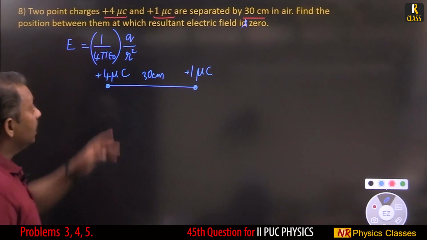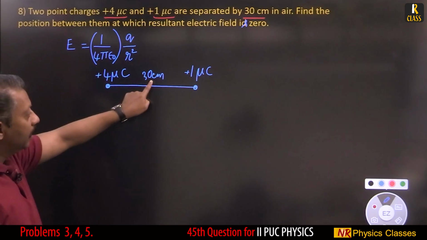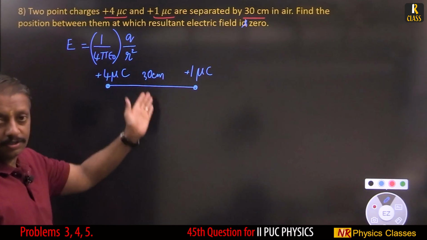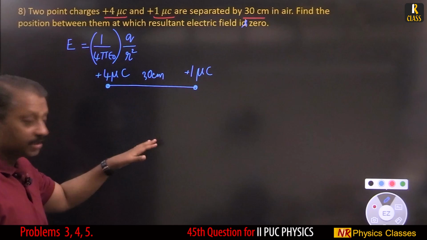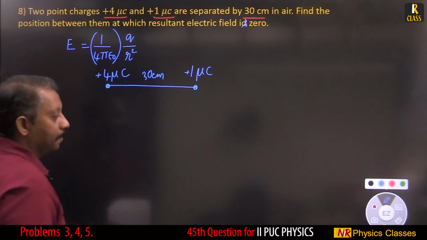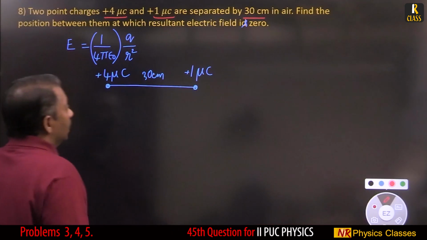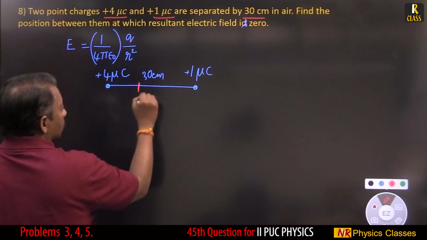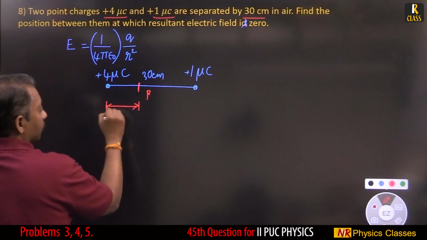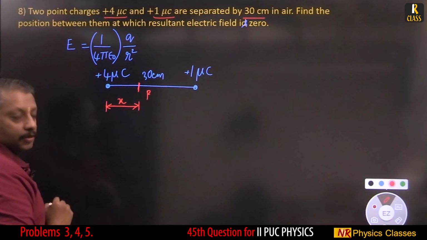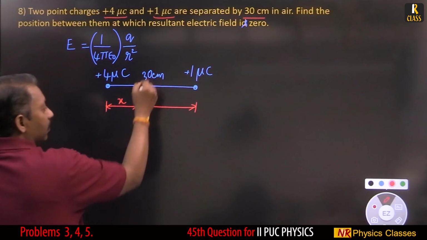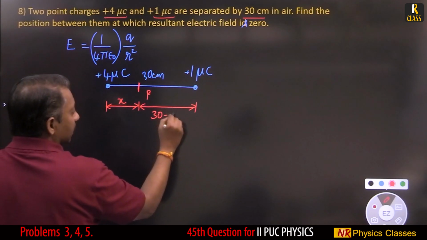See, in such type of problem, let this be in centimeter. Of course you can convert this into meter and solve. Let this be in centimeter. You will understand why, because centimeter or meter doesn't matter. Let this be the point P at a distance say x, where the electric field is 0. So the remaining distance is 30 minus x.